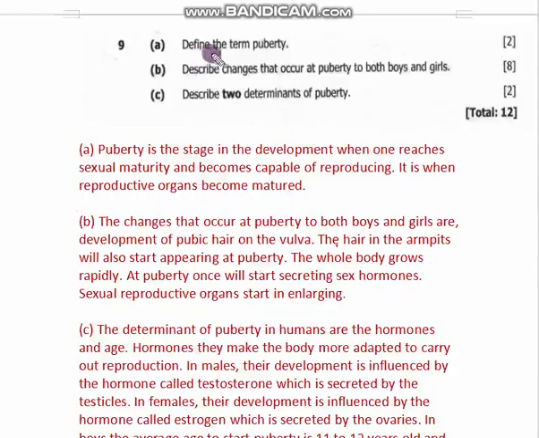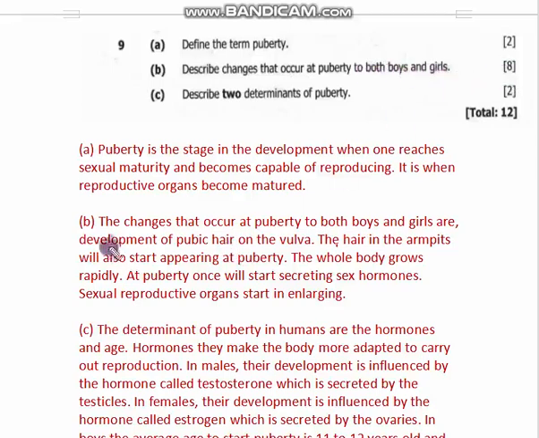So question 9, they are saying define the term puberty, 2 marks. So puberty is the stage in development when one reaches sexual maturity and becomes capable of reproducing. It is when reproductive organs become matured. So this is puberty. Then question B, describe changes that occur at puberty to both boys and girls.